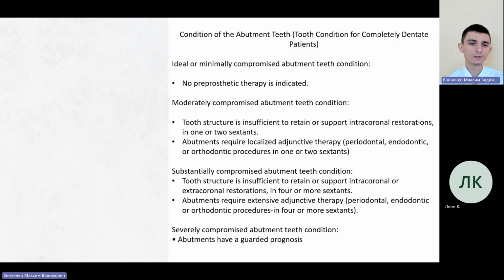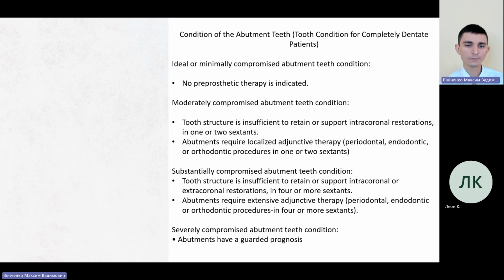Condition of the abutment teeth. Ideal or minimally compromised abutment teeth condition: no pre-prosthetic therapy is indicated. Moderately compromised abutment teeth condition: tooth structure is insufficient to retain or support intracoronal restorations in 1 or 2 sextants. Abutments require localized adjunctive therapy, periodontal, endodontic, or orthodontic procedures in 1 or 2 sextants.